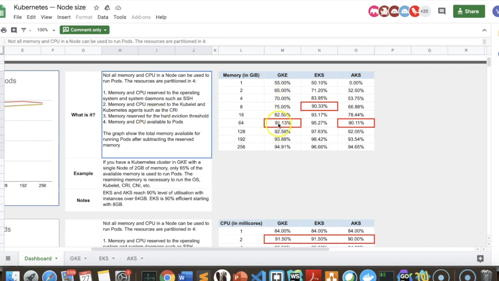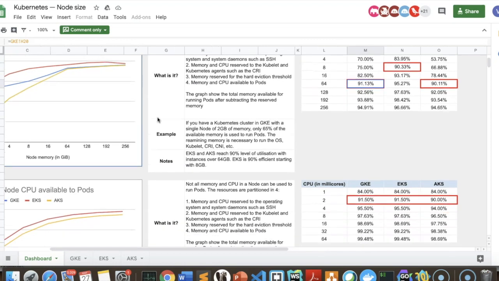So as you can see, the sweet spot they have actually highlighted is when the availability of memory is around 90% or more. In GKE, it happens when you have a 64 gig node, and in EKS, it happens even in an 8 gig node, which is nice actually. In AKS, in Azure, it happens similar to what is there in GKE. So these are the three sweet spots they have actually provided. Beyond that, it's going to be a marginal increase in the available memory for the pods to run on.